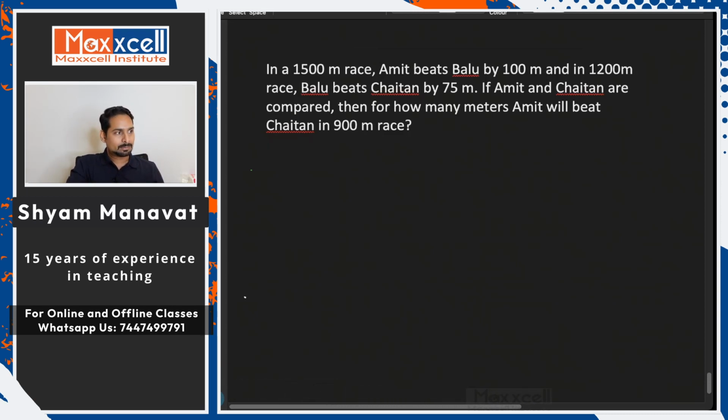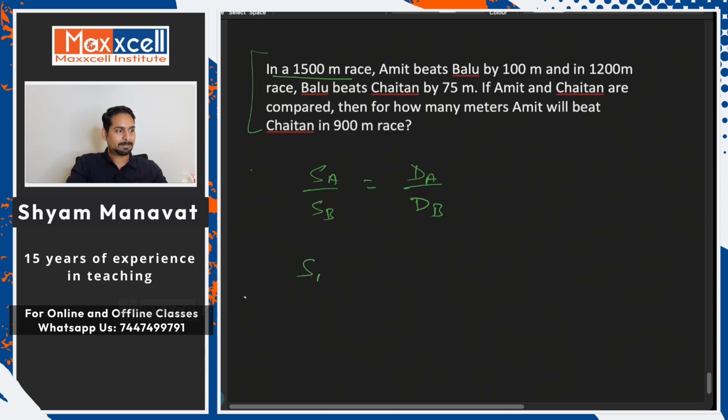Now in this entire question you see that it's all about one beating the other by some distance. So time is constant. One beats the other with some distance, so time is constant. That means speed of A by speed of B should be equal to distance of A by distance of B. So as I said, I will do it in a short way. So in a 1500 meter race, Amit beats Balu by 100 meters.